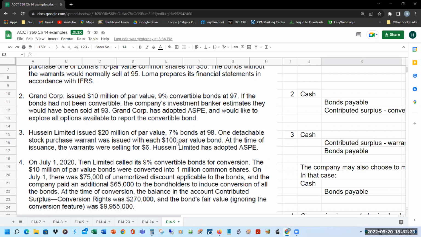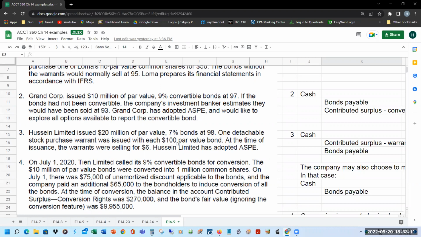So when a company follows ASPE, the company could choose to record the warrants at zero, basically not record any amount for the warrants, and record the entire issuance proceeds as bonds payable. So they could have just debited cash and credited bonds payable for $19.6 million. However, the company can also record an amount for the warrants, the conversion, so it is contributed surplus that we learned about. So when a company is following ASPE, they've got the two choices.